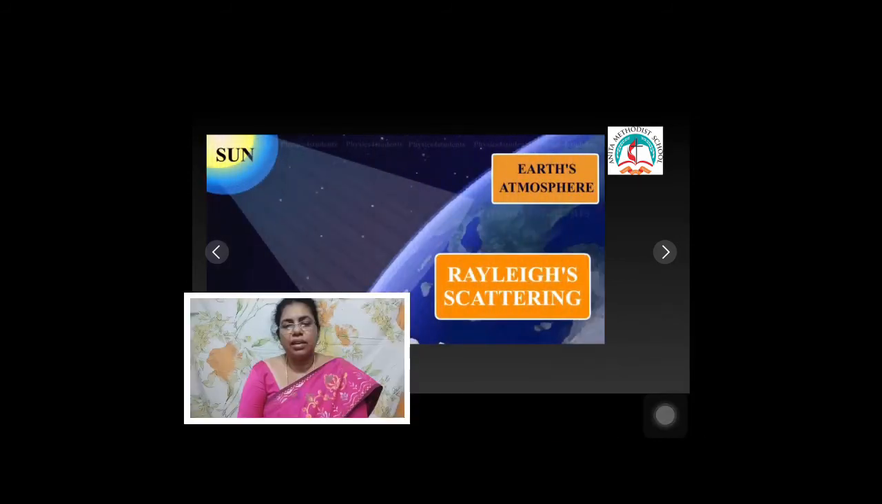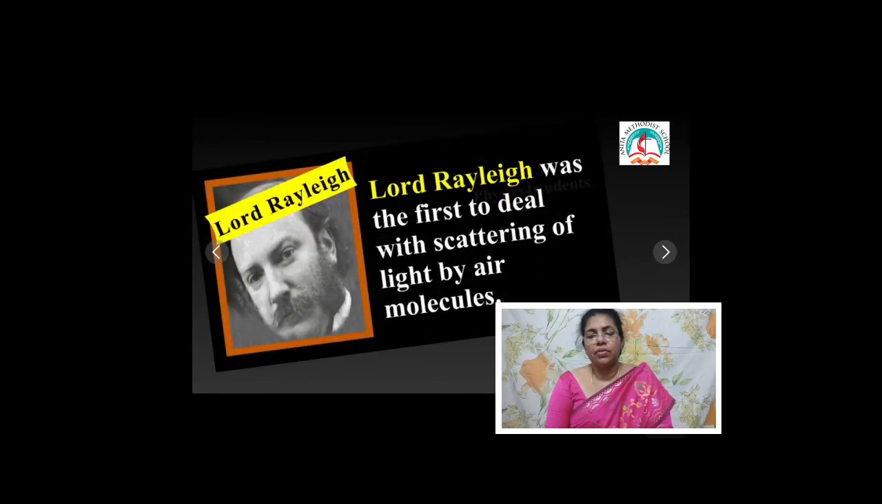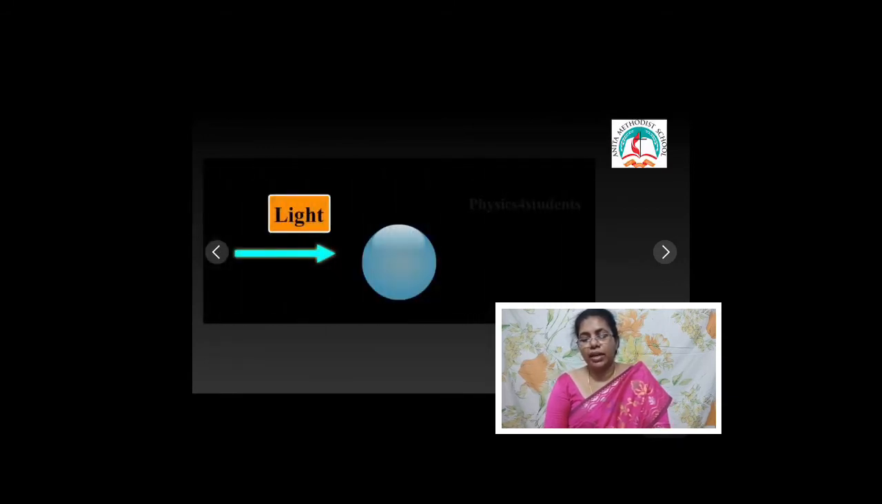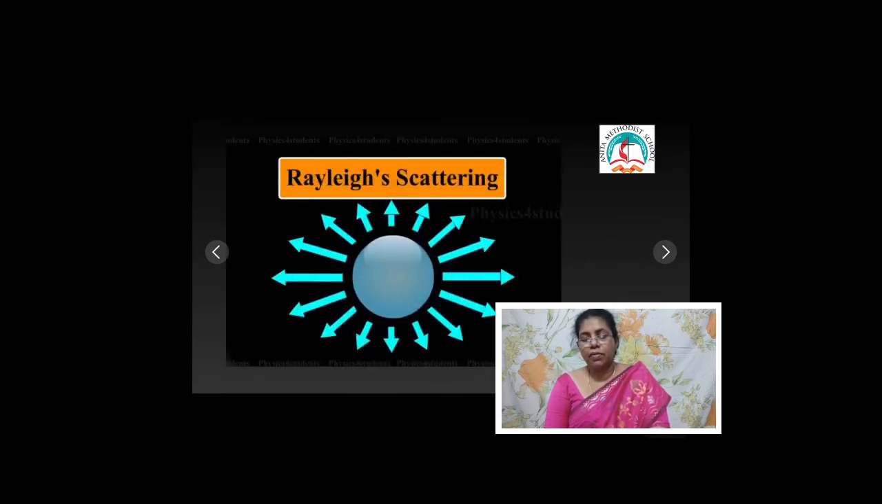Now let's see Rayleigh scattering. The scattering of light by the molecules of the gas in the Earth's atmosphere is called Rayleigh scattering. Lord Rayleigh was the first to deal with scattering of light by air molecules. The basic process in scattering of light is absorption of light by the molecules followed by re-radiation in different directions. The strength of scattering depends on the wavelength of light and also the size of the particles which cause scattering.